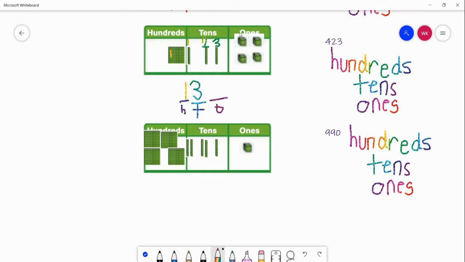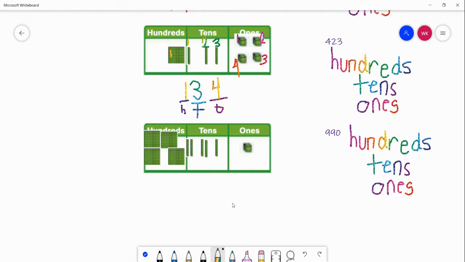Now let's count how many ones we have. We have 1 one, 2 ones, 3 ones, and 4 ones. So our ones is going to be 4. So we have 100, 3 tens, and 4 ones to make the number 134. So that is what our number is from that model, 134. Remember, you can always pause this video if I'm going too fast. If you want to stop it, write this down, that's perfect too.